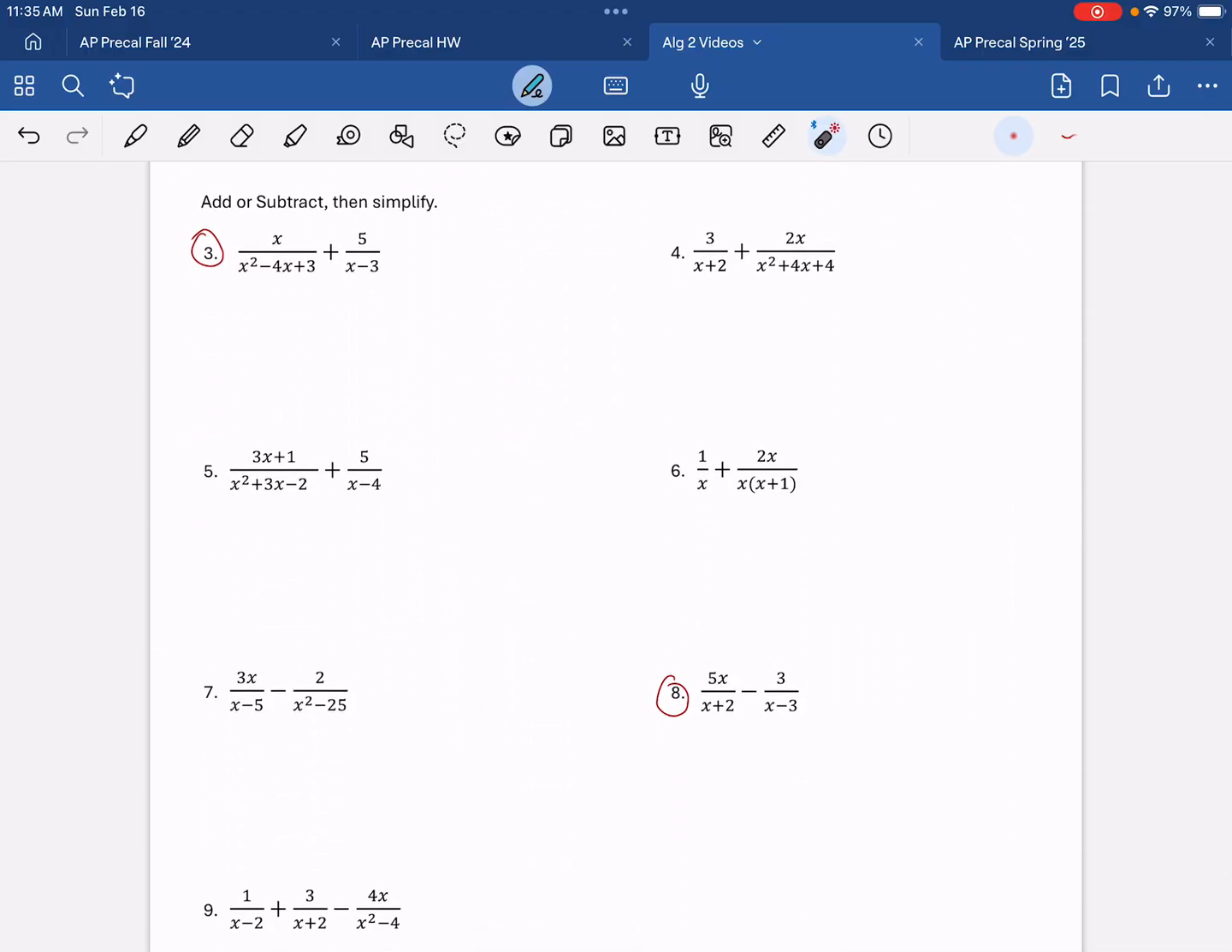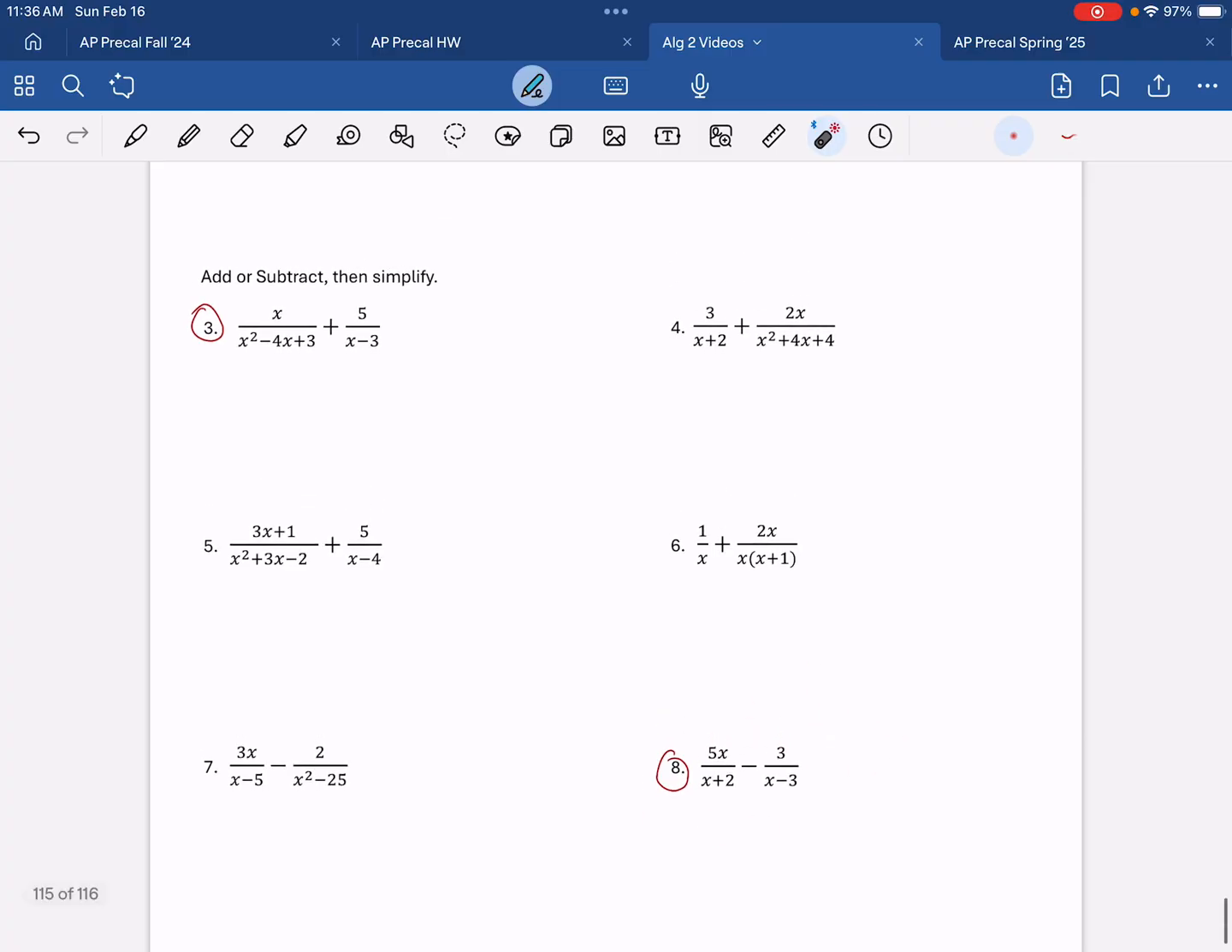Okay, hopefully you were able to solve the rest of that first page. Check your answers, put some problems on your note card. The next page is all about adding and subtracting. And it says add or subtract and then simplify. So we're just going to do one of each, 1 addition, 1 subtraction. I would probably put on your note card here, to add and subtract, you need a least common denominator. So that's one thing.